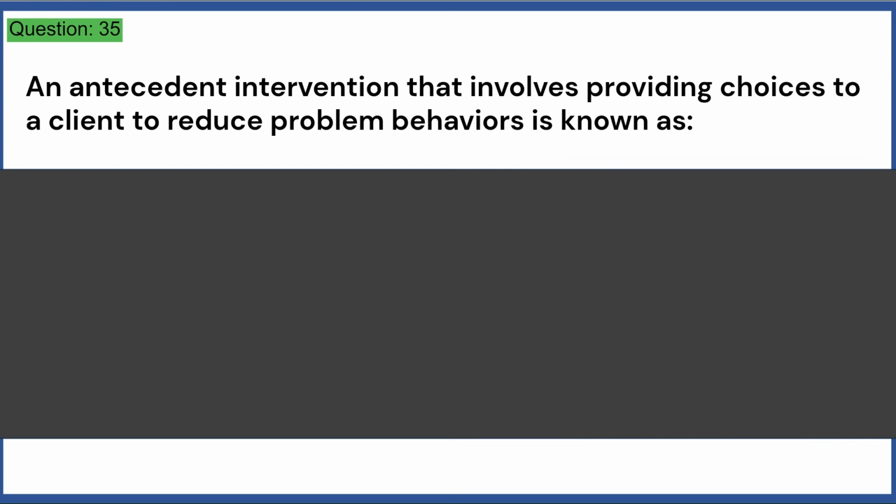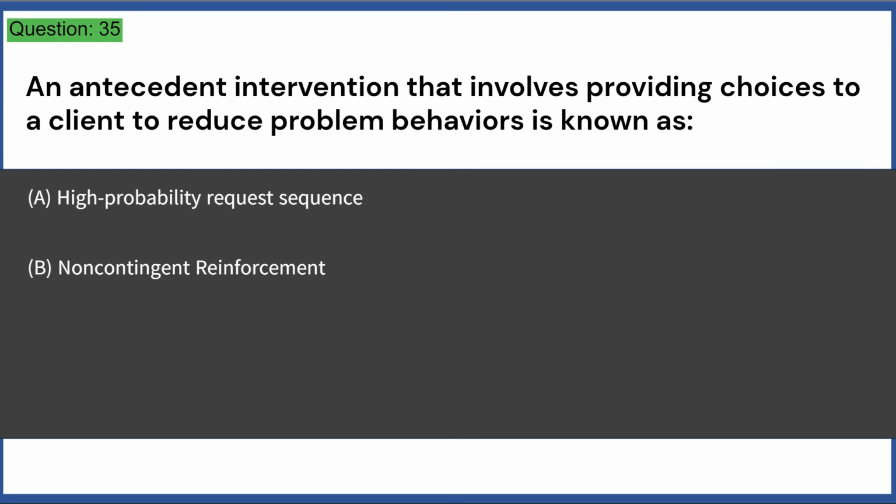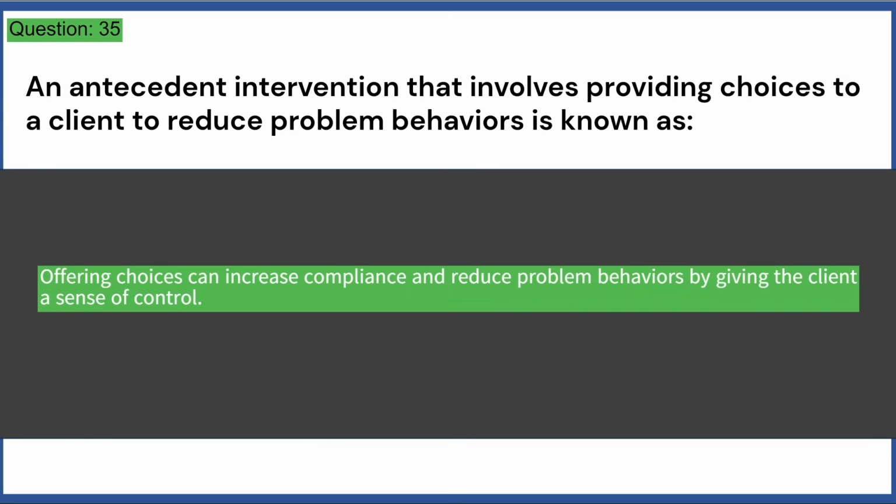An antecedent intervention that involves providing choices to a client to reduce problem behaviors is known as: A. High probability request sequence. B. Non-contingent reinforcement. C. Offering choice. D. Demand fading. Answer: C. Offering choices can increase compliance and reduce problem behaviors by giving the client a sense of control.